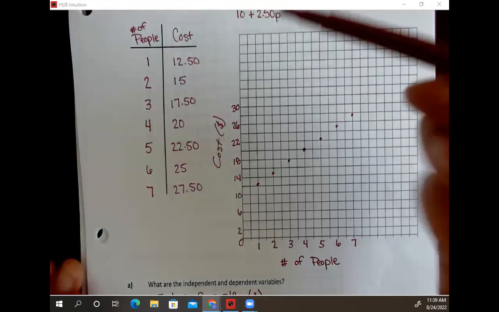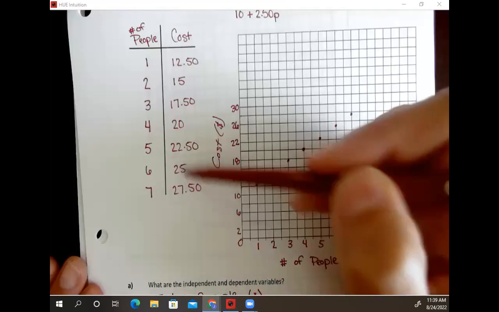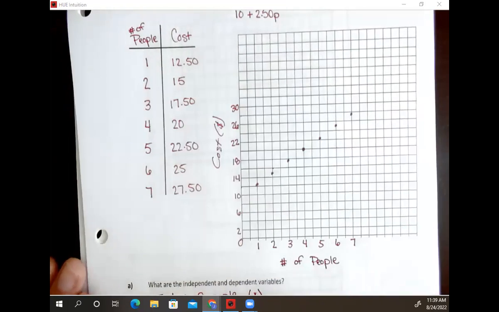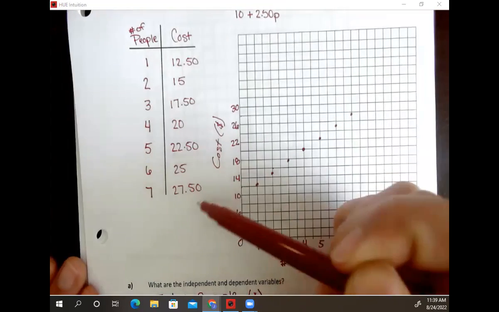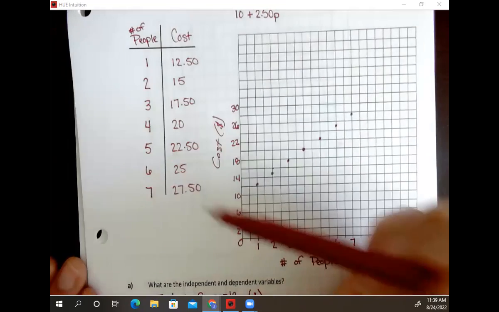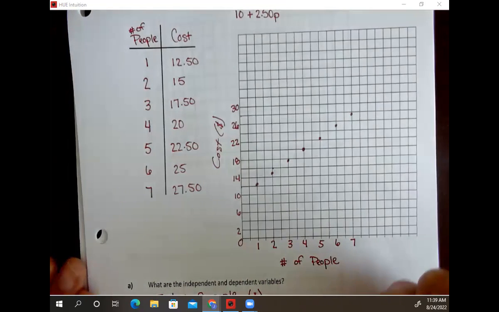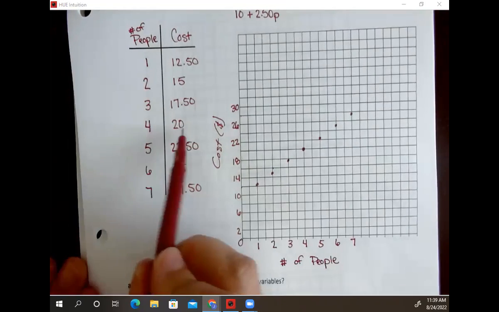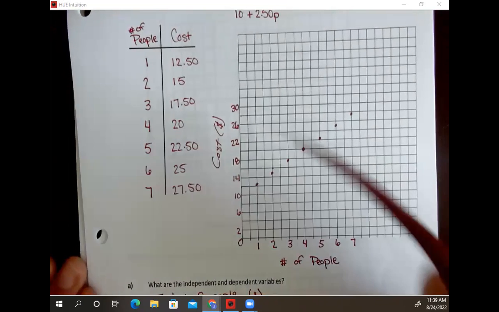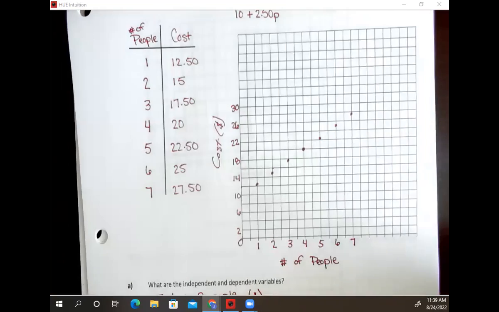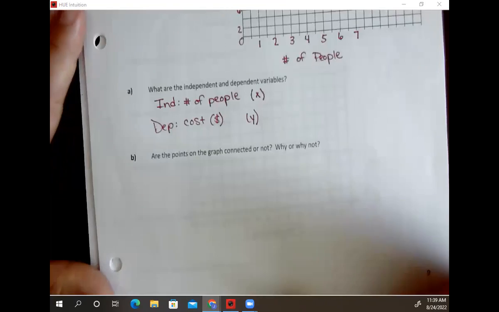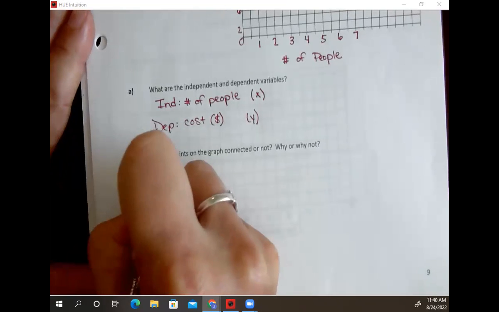The other thing that we talked about earlier, money actually is a discrete variable, right? So the only prices that I would have to pay are the ones that we've listed here. I won't have a car that I charge $21 to. $20 is the cost for 4 people. $22.50 is the cost for 5 people. The in-between values aren't options, right? So are the points connected? No, not connected.